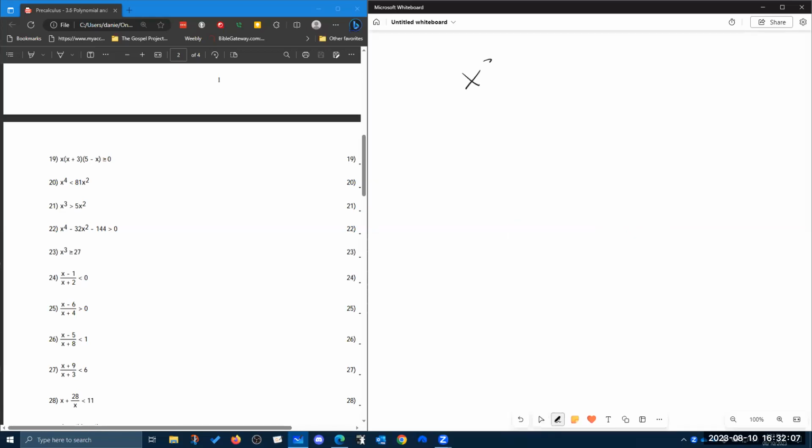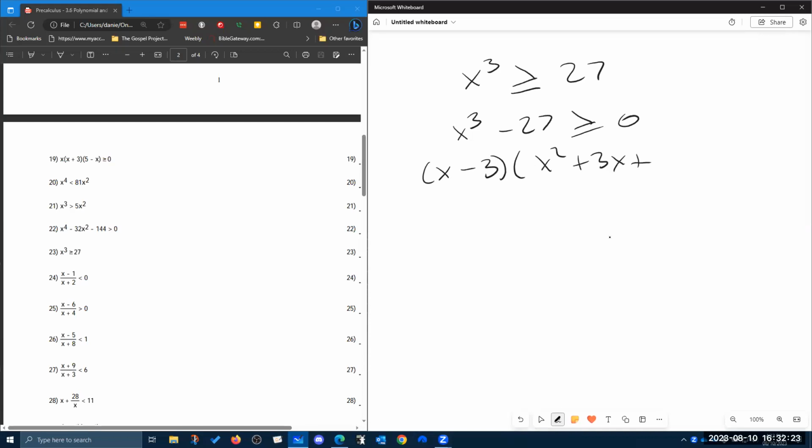Let's try this one before we move on to some rational inequalities. This is a difference of cubes. This one's not going to give me any zeros. The only zero is going to come from 3. It's allowed to be equal to 3 because of the or equal to sign here.